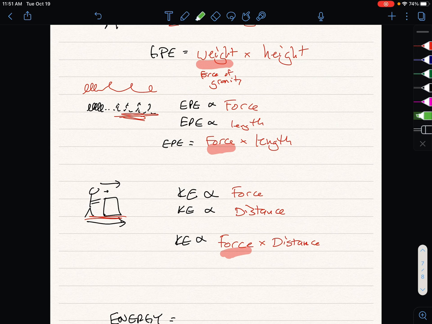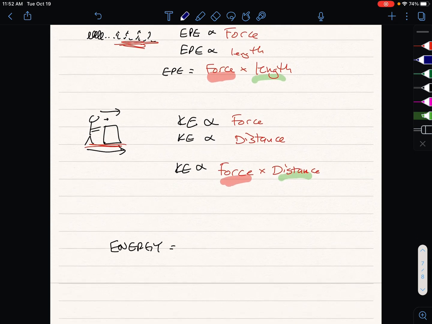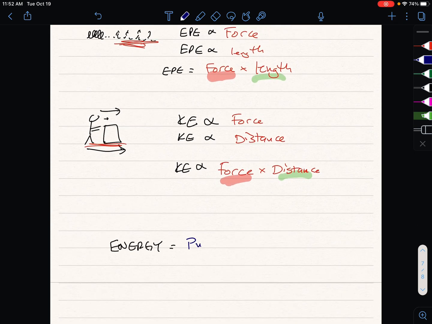The second one that shows up in this, we've got height, length, and distance. All three of those are just going to be units of length, of width, of breadth, of height, whatever. And so the summary here is that no matter which type of mechanical energy, it's going to be equal to the amount of push or pull force that you're using times the distance that you are going to apply that force.